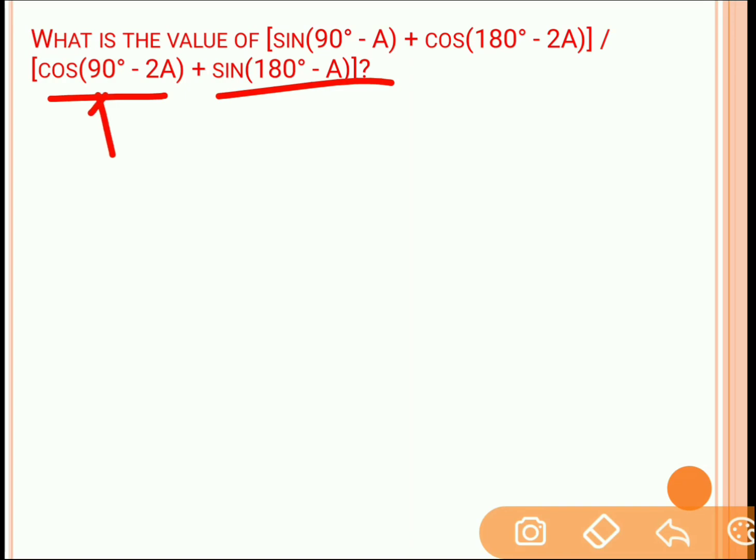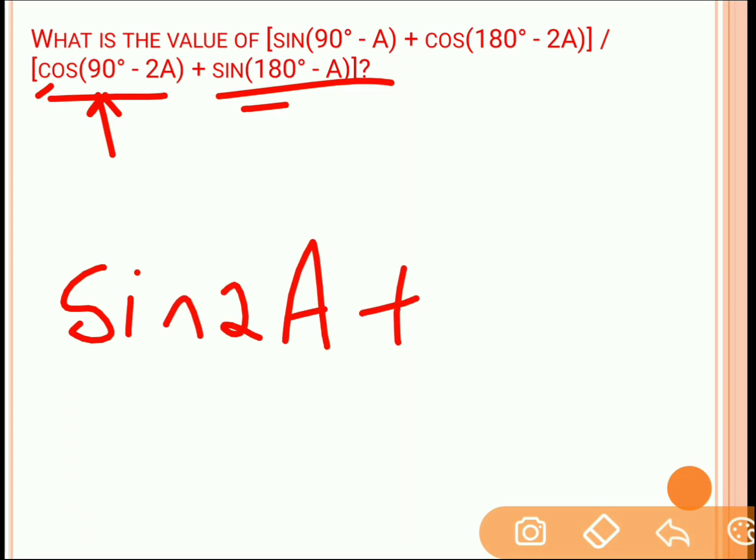Now we will move to the expression which is given in the denominator, cos 90 minus 2a. So here it is odd multiple of pi by 2. So for 90 minus 2a, cos will be converted into its complementary function sine. So it will be equal to what? Sine 2a plus sine 180 minus a. 180 minus a means it is in the second quadrant, and in the second quadrant sine is positive and it is even multiple of pi by 2, that is 180. So sine will remain sine. So it will be equal to what?